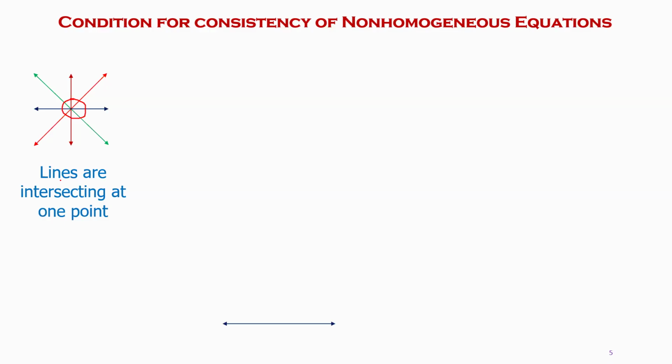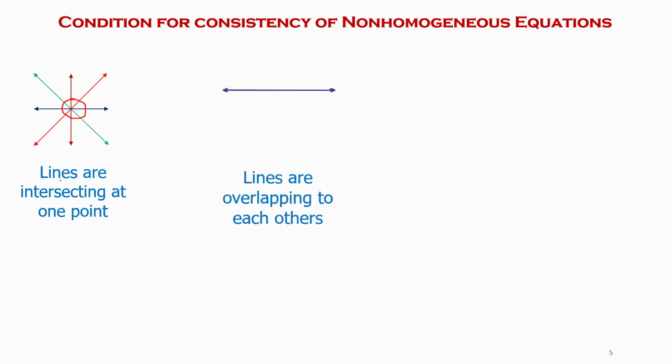The second case is this. We have the first equation, and the second equation is also overlapped with that equation. The third equation is also overlapped, and the fourth equation is also overlapped on the same equation, the same line. If all equations are overlapped with each other, then we get infinitely many solutions, meaning each and every point on the given line is a solution of the system of linear equations.